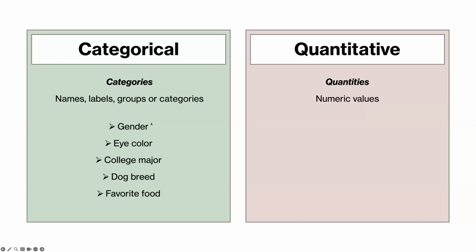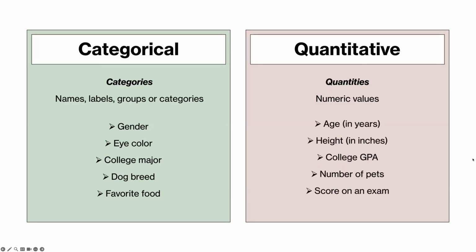So for example, some categories would be gender. So you could have man, woman, non-binary, a number of other gender categories. Eye color, so blue, green, brown. You have categories of eye color; saying that you have eye color number 1 and number 2 and number 3 doesn't mean anything. Saying that somebody is gender 1 doesn't mean anything, right? So there's no number involved. College major is another categorical variable, dog breed, favorite food.